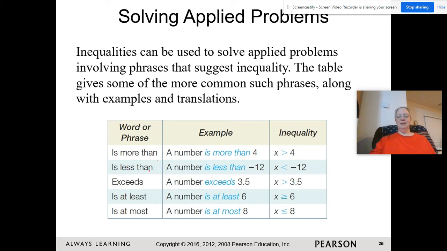Is less than, then we're going to use the less than symbol. Exceeds means greater than. Is at least means greater than or equal to. Is at most means less than or equal to. So this is how we translate English words into inequality symbols.